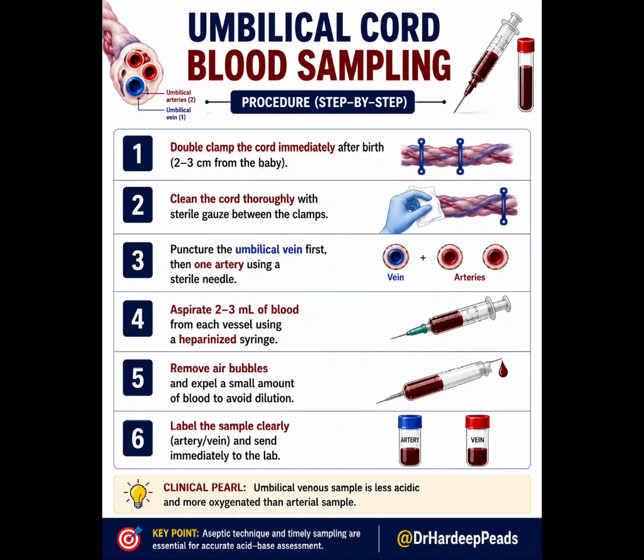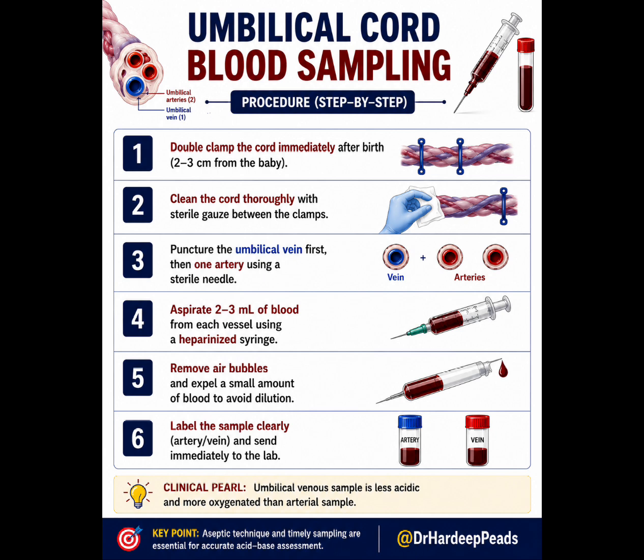Now we'll see the steps of taking blood from the umbilical cord. Double clamp the cord immediately after birth. Then clean the cord thoroughly with sterile gauze between the clamps. Ideally, two samples should be taken, one from the umbilical artery and one from the umbilical vein. Umbilical vein sampling is easy as it has a larger diameter. Umbilical artery is thin and difficult to sample.